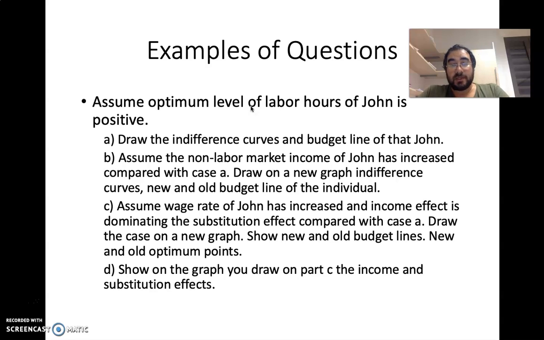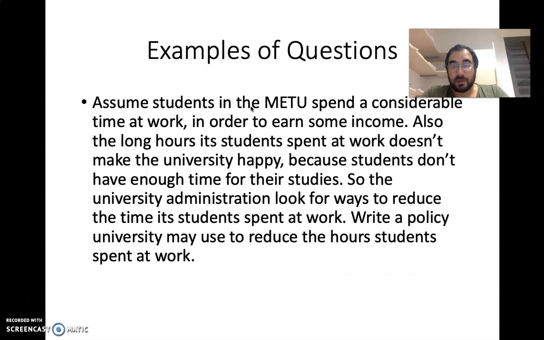Assume the wage rate of John has increased. The income effect is dominating the substitution effect compared with case A. Draw the case into the graph. That means the labor time should decrease, since the income effect is dominant. Show the new and old budget lines, and the new and old optimum points. Show on the graph you drew in part C the income and the substitution effects.